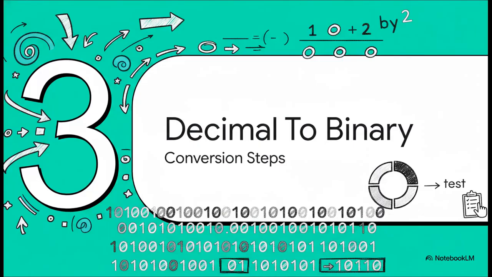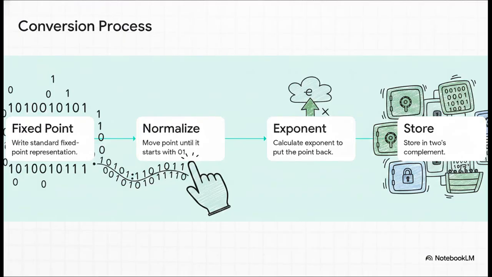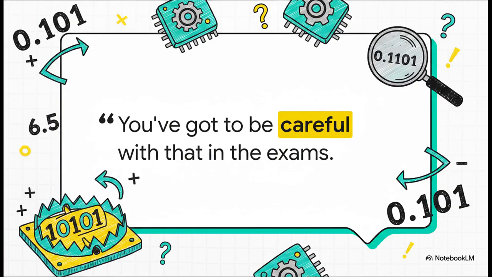All right, Section 3, Converting Decimal to Binary. Let's see how this actually works in practice, step by step. Here is your foolproof 4-step cheat code. 1. Write out the standard fixed-point binary representation of your number. 2. Slide that binary point to satisfy our golden rule, meaning shift it until the number starts with 0, 1, assuming it's positive. 3. Calculate the exponent you'd need to put the point back where it started. And 4. Store your shiny new mantissa and your exponent. Boom, done. Okay, pencils down for a second.